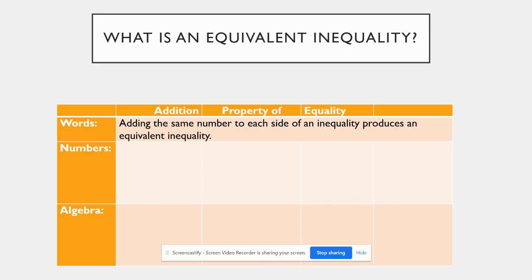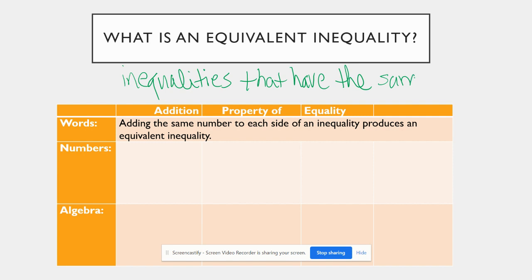Today we're going to talk about solving inequalities using addition or subtraction. So what is an equivalent inequality? They are inequalities that have the same solutions. Just like equivalent equations, the only difference again is that we're using inequality symbols.